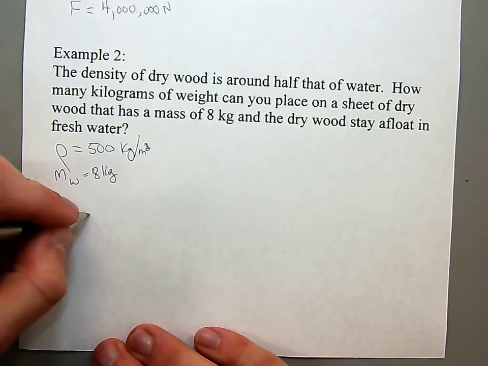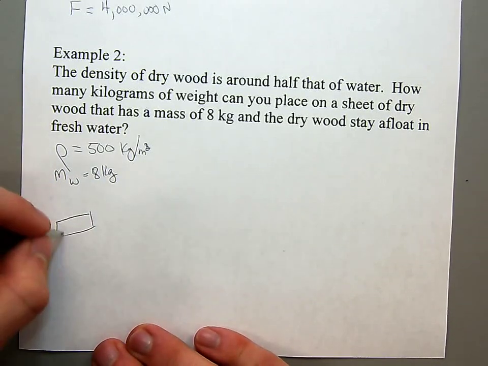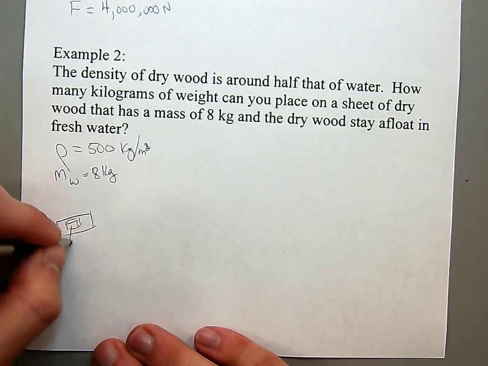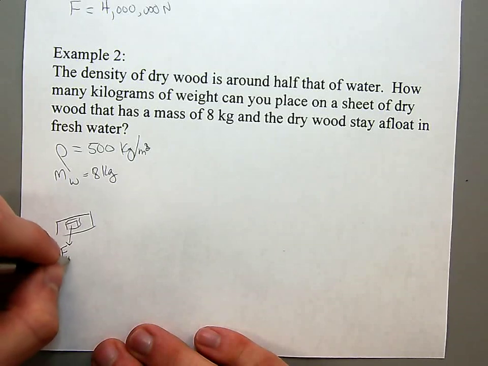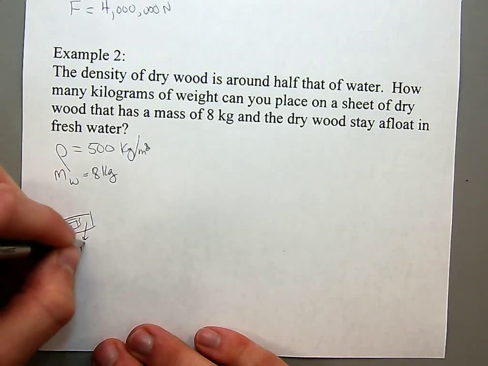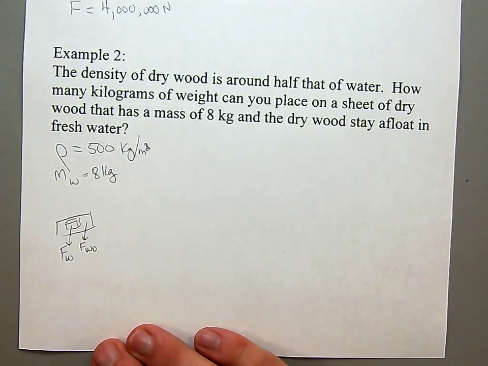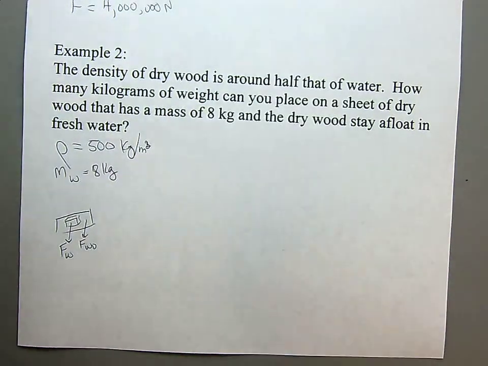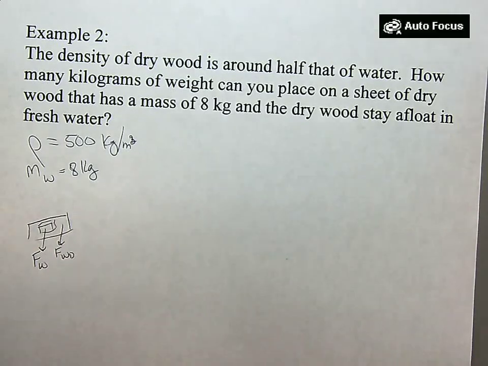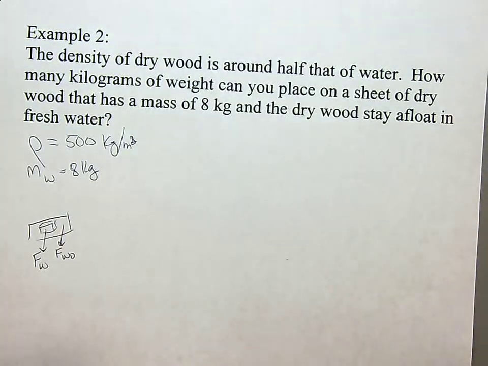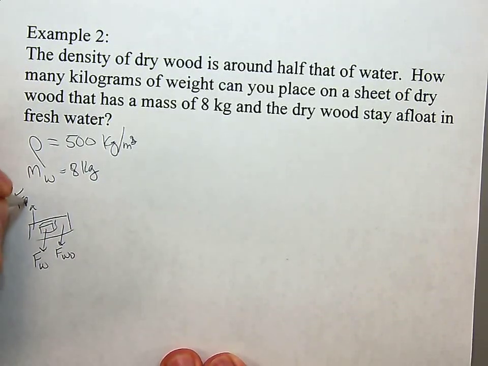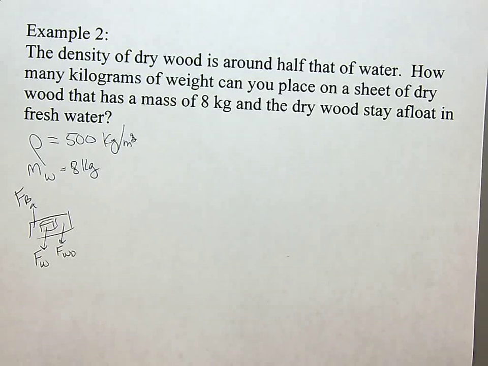All right, let's do a little diagram here. Here's my wood. I'm going to have a weight on there. That's my best drawing of a weight. And so I'm going to have a downward gravitational force due to the weight, and a downward gravitational force due to the wood. Right? All right, so if it's going to float, that means that the sum of these two forces needs to equal the upward buoyancy force. Right?